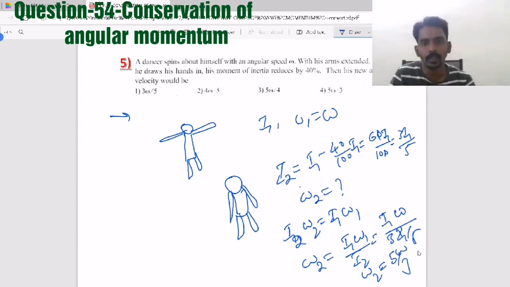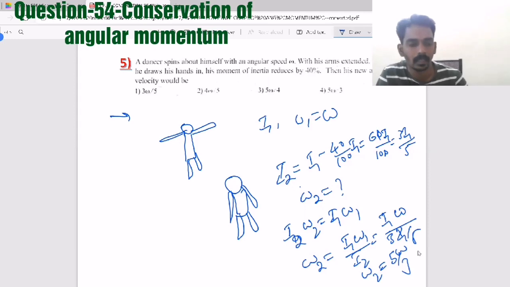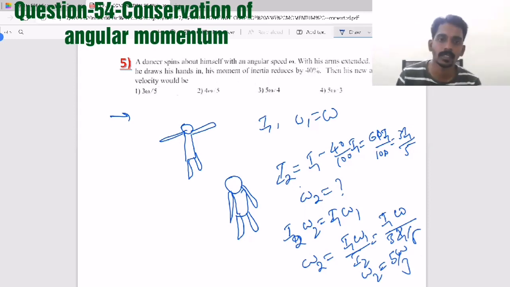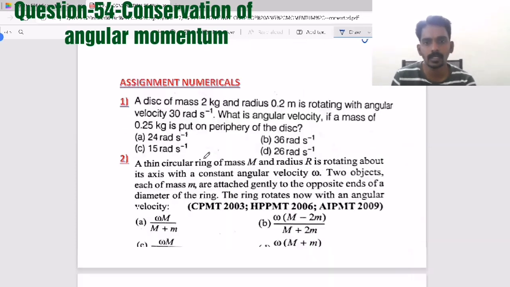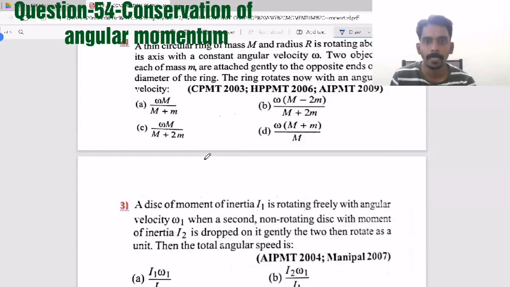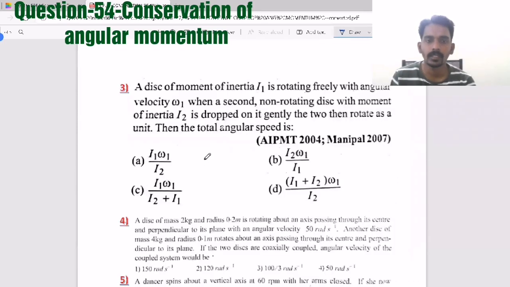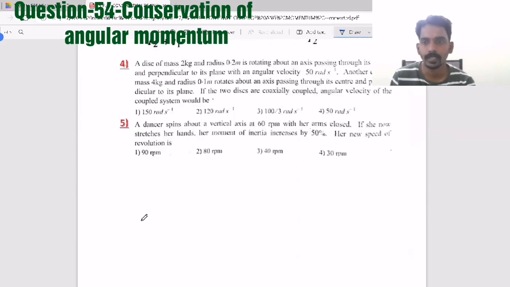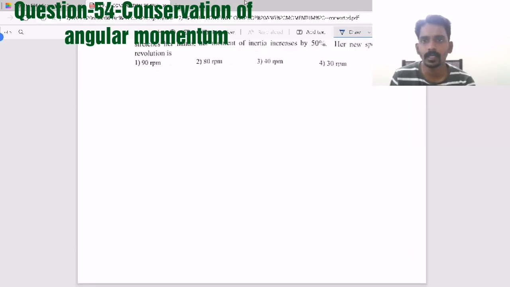So this is how simple questions based on conservation of angular momentum can be asked. And many times they ask questions based on this, like similar questions only. Similar questions I have given as an assignment also. Please try to understand and try to solve them. So thank you. We'll continue in the next session with the next question. Thank you.